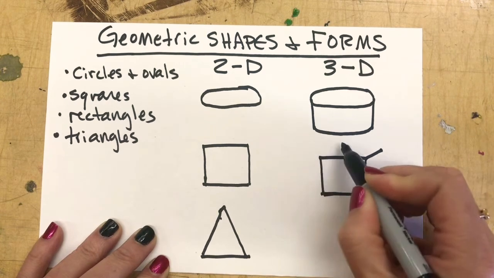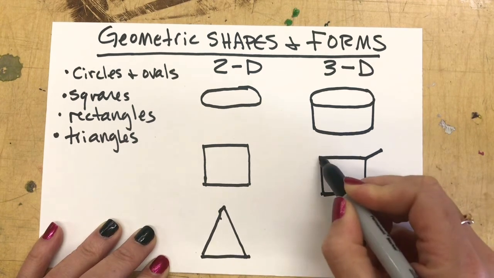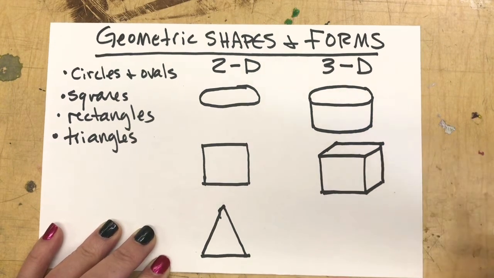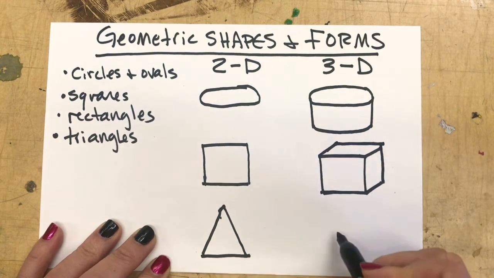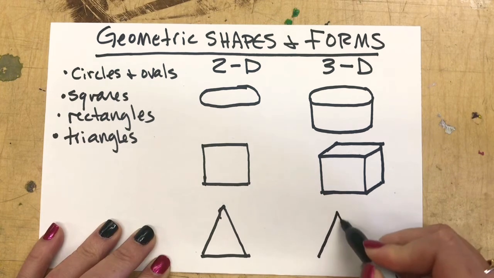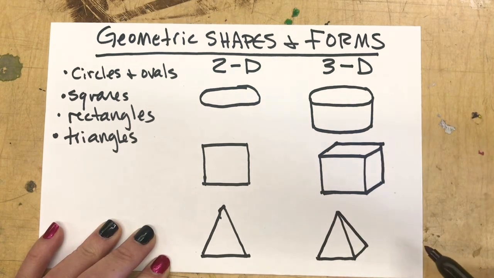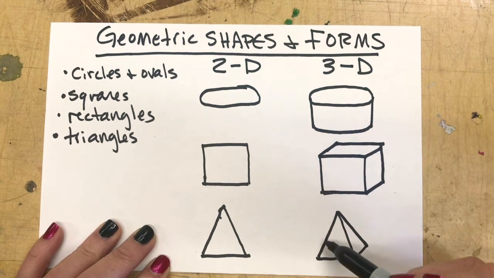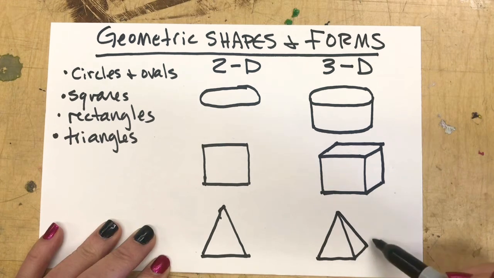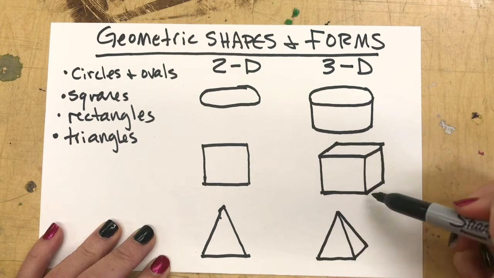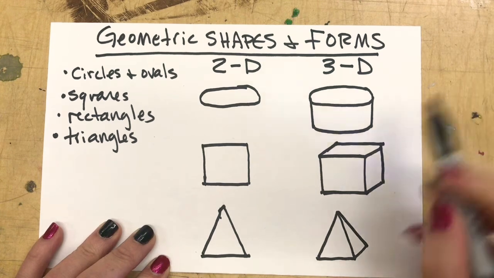With a square, you do the same thing to turn it into a cube. Now all the lines that you're drawing for those angles have to be the exact same width for that cube to look unified. Otherwise, it's going to look crooked. And then the last one we're going to do is take that triangle and turn it into a pyramid. Once again, by adding depth to it. So a shape has length and width, but a form adds depth. So length, width, and depth.